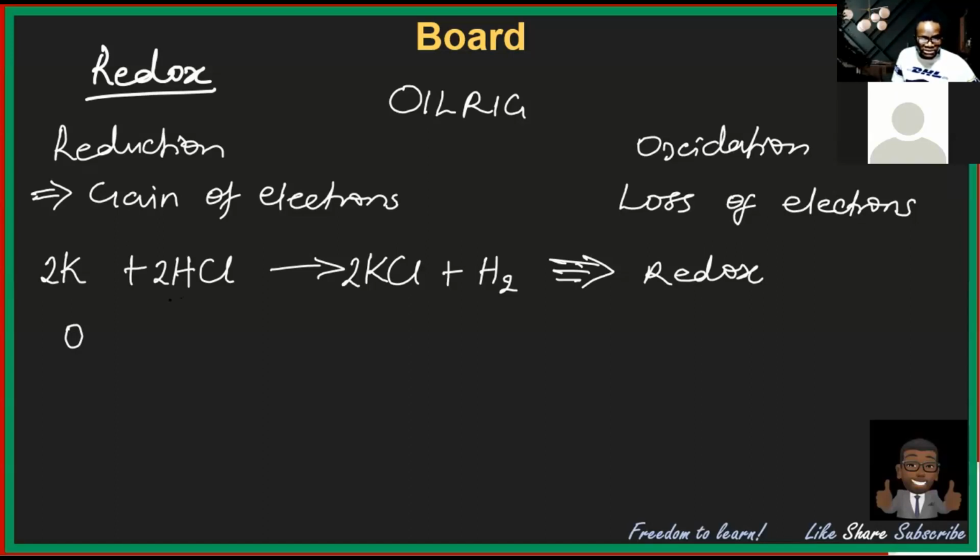Now here, hydrochloric acid, if you look at it in terms of ionic compounds, it's going to be H+ and Cl-. So you can say that here, hydrogen is +1. Chlorine is -1. The same thing in potassium chloride.